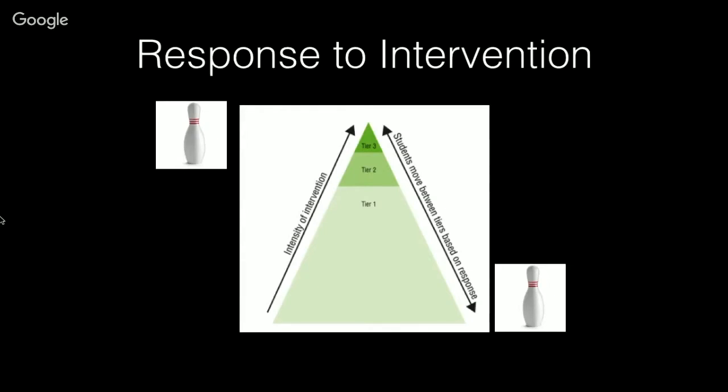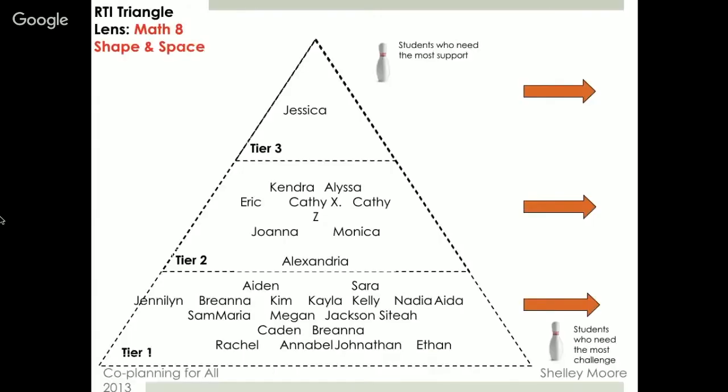Depending on the lens that you look at, we actually use this to design a unit around this group of students. In this Math 8 class, the unit that we were focusing on was shape and space. Jessica had a cognitive disability, and so she's a student that needed the most support. The students at the very bottom row of Tier 1 were students who needed the most challenge. And so we wanted to make sure that we planned with those outside pins in mind.